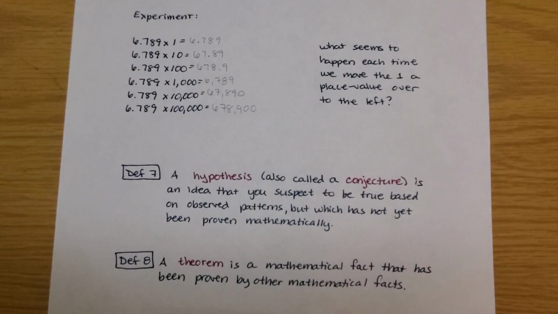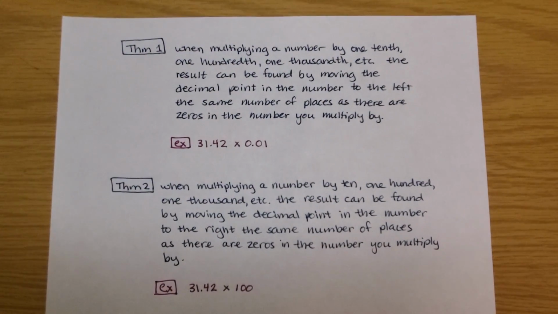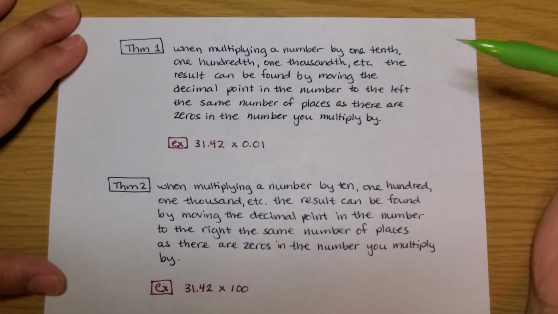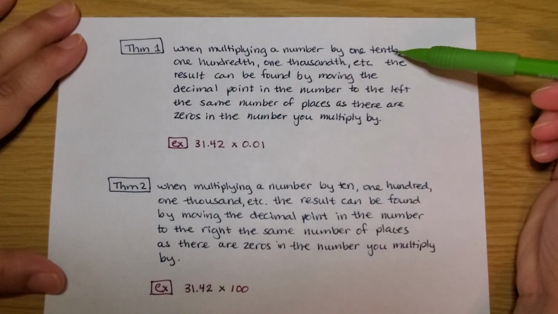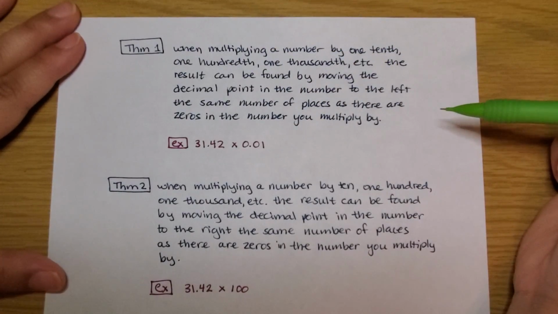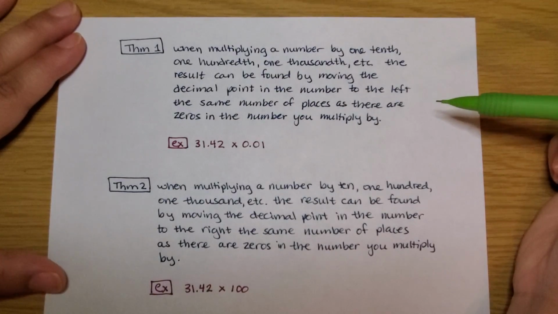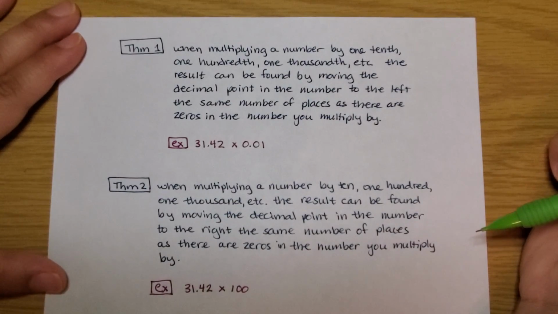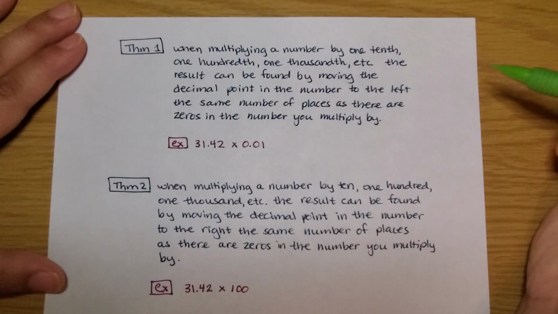So let's look at those two theorems about what I was just mentioning with our experiment. I feel like an old-timey teacher with overhead slides here moving things around. But our first theorem is that if you're multiplying a number by a tenth, a hundredth, a thousandth, then you can find the result by moving the decimal point in the number to the left the same number of places as there are zeros in the number you multiply by. This is one of those things that's way more complicated actually to say formally than it is to do.